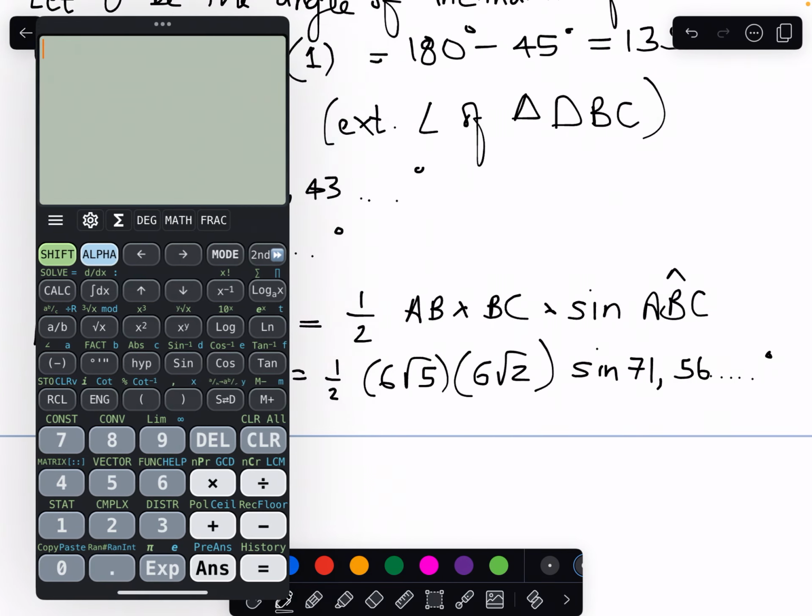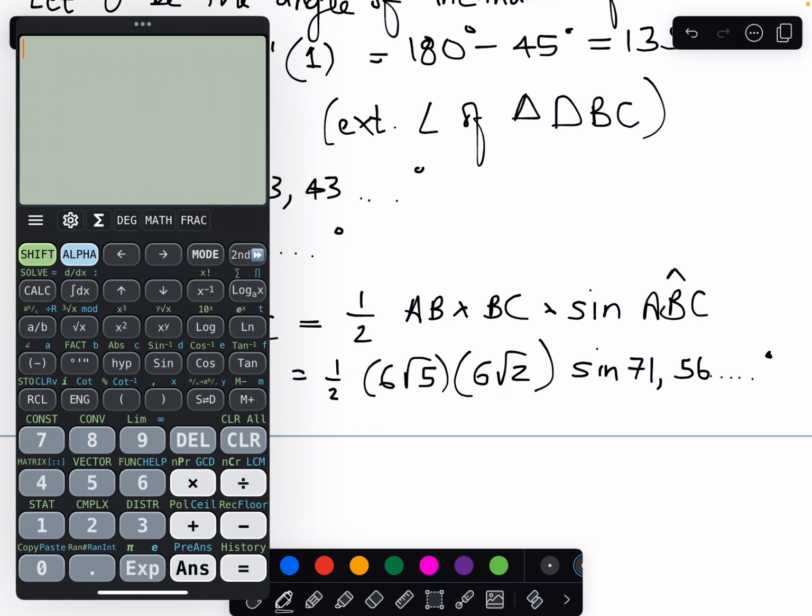And let's see what Mr. Calculator has to say about that. 6 root 5 times 6 root 2, and then the grand finale, times... Why does this feel like it's not going to give me the answer I want, guys? Hope and pray. I think the answer was inside D. Yeah, this is awkward. What is inside D?